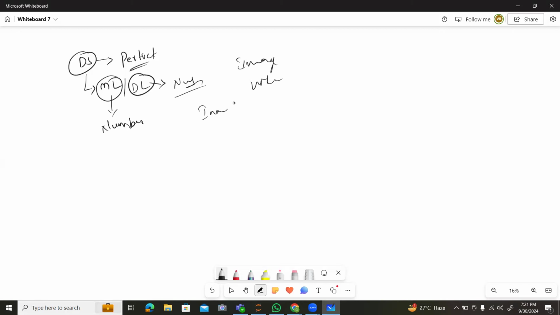After deep learning, we have two streams: one is the text stream, another is the video stream. Let me discuss the video stream first. In the video stream, we use a technology called computer vision, which works on object detection.